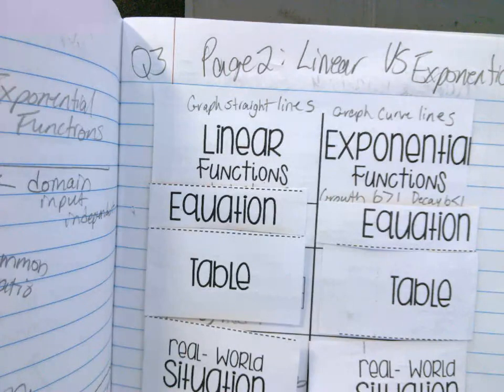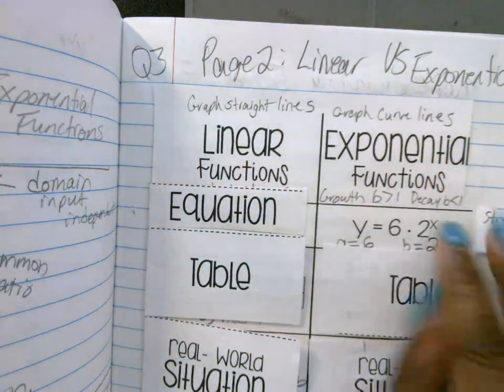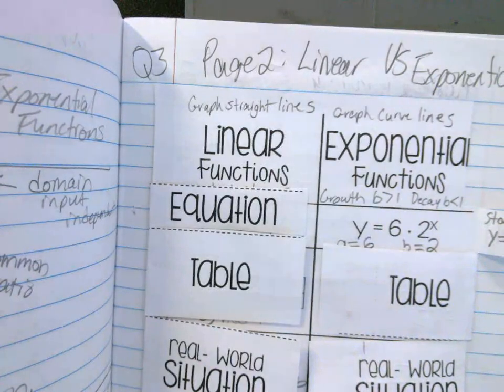Y equals a times b to the x power. How do we know that an exponential function is exponential growth? Sierra? B is greater than 1. How do we know that it's exponential decay? James? B is less than 1.